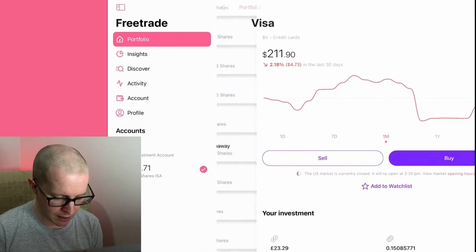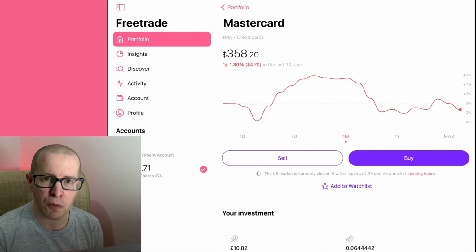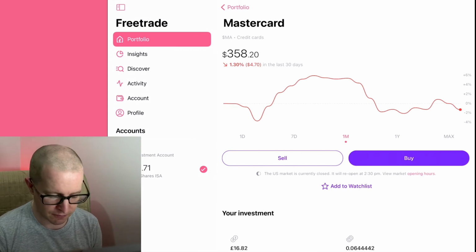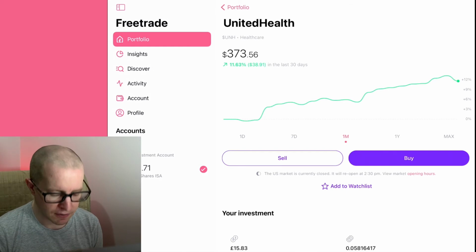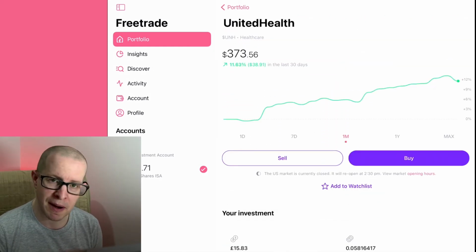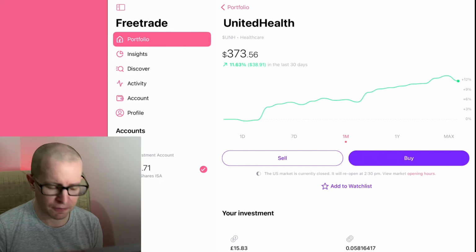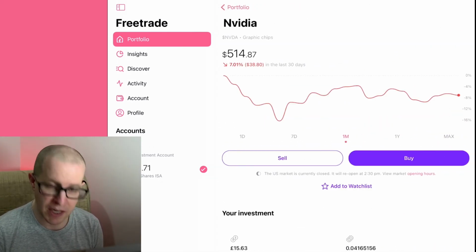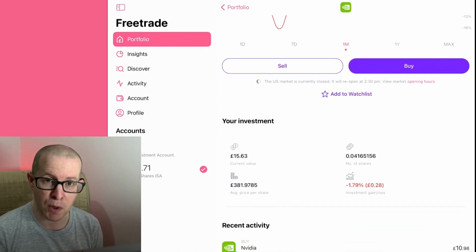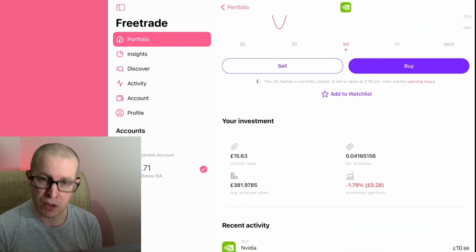Next up, we have MasterCard, another one of the big credit card companies. This one should be 3% of my portfolio. Next up, we have United Health. Quite a big gain for this one for me. This one should be about 2.5% of my portfolio. Next one, Nvidia, a big graphics card company. Sadly, I'm on a loss so far. This one should also be 2.5%.